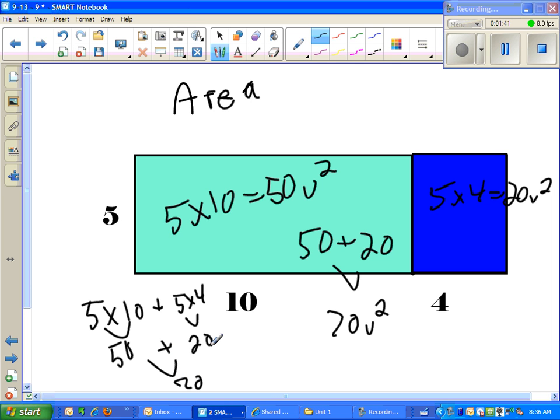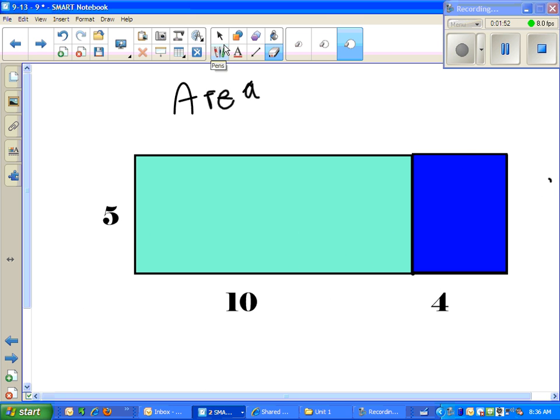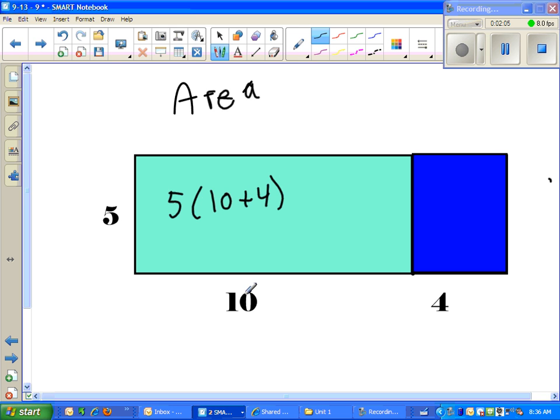However, there's definitely more than one way to do this problem. I could also say, instead of doing 2 different operations, I could do this: 5 times 10 plus 4. Because I know if I add these 2 sides together here, it's going to give me the whole side length, the 14. This is in parentheses, so I'm going to do this first. And hopefully, 5 times 14 is 70.